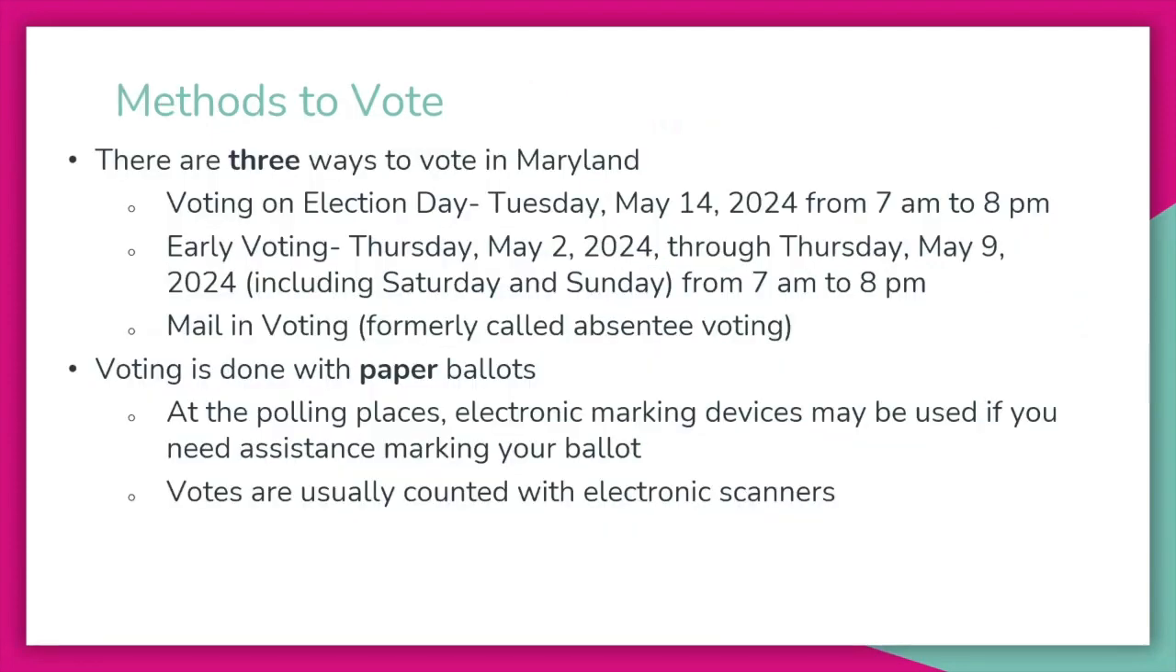It's important to know that in Maryland, there are 3 ways to cast your vote: voting on election day, early voting, or by mail-in voting, which used to be called absentee voting. You'll be given a paper ballot to fill out when you vote. However, if you need assistance marking your ballot, you can use electronic marking devices available at the polling locations. The votes are then counted using electronic scanners.